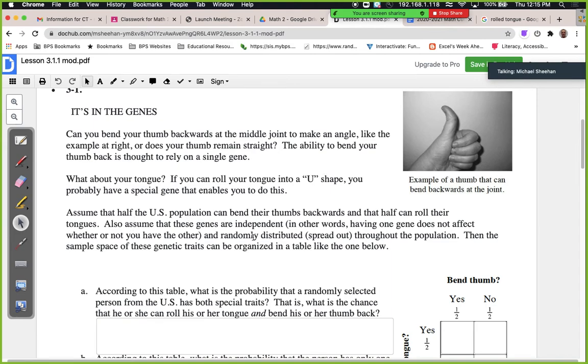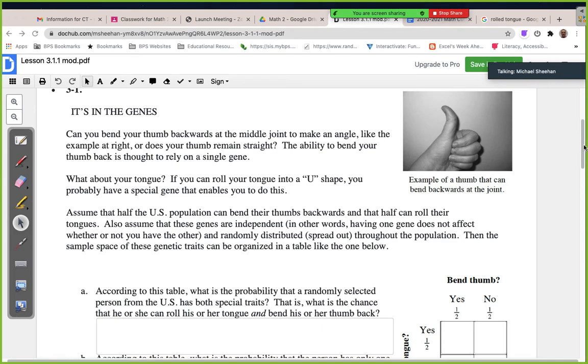So this isn't true that it's exactly half the U.S. population that can do this, but let's say that we're assuming that half the U.S. population can bend their thumbs backwards and half can roll their tongue. All right, and we're assuming also that these genes are independent. In other words, if you can bend your thumb backwards, it doesn't affect whether or not you can roll your tongue up. And if you can roll your tongue up, it doesn't affect whether or not you can bend your thumb backwards. All right. Do people understand the concept so far, or am I losing people already?